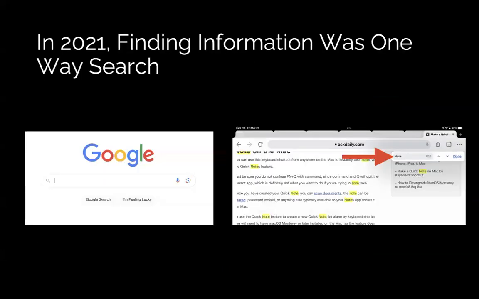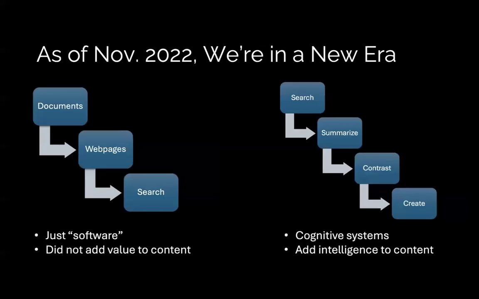Up until 2021, finding information was really one-way search. As good as all that was, the best you could do was ask, get an answer, or get a bad result. You really didn't have two-way communication. So as of November 22nd, we're in a new era. And I really want to talk about the difference for a minute.